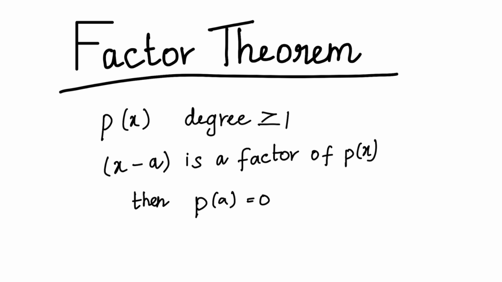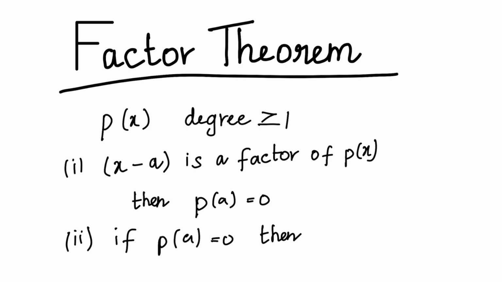And the second point of factor theorem, this is the first point, and the second point is just the reverse. If p of a is equal to 0, then x minus a is a factor. Basically the reverse, right? If x minus a is a factor, then p of a is equal to 0. If p of a is equal to 0, then x minus a is a factor of the polynomial p of x. So that is what basically factor theorem says. I hope you are clear with this.